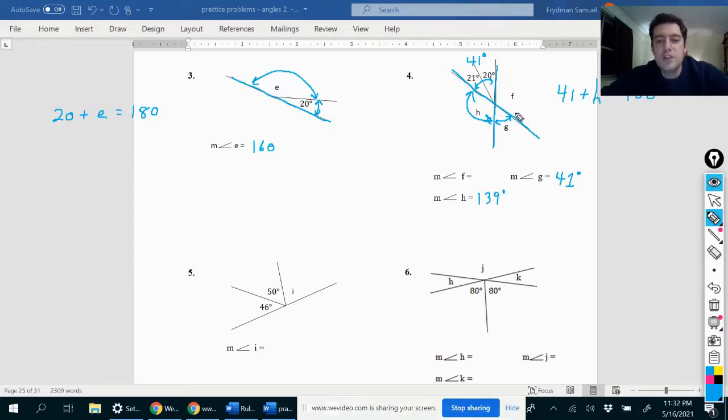We could have used the same reasoning over here with angle G and angle F. They also form a linear pair, so they add up to 180 degrees. Or we could say that H and F are vertical. So if I know that H is 139 degrees, then F must also be 139 degrees.